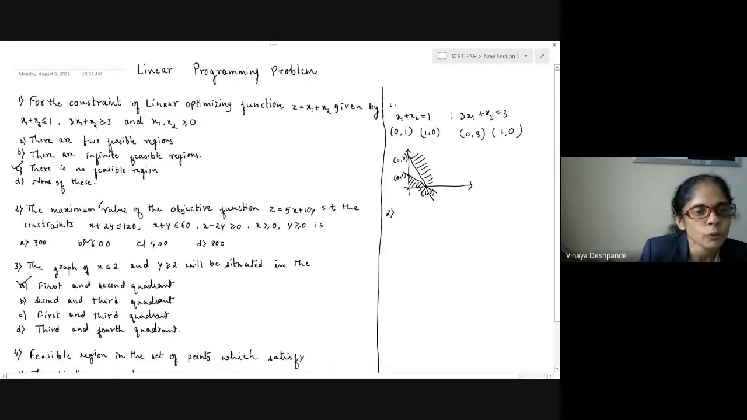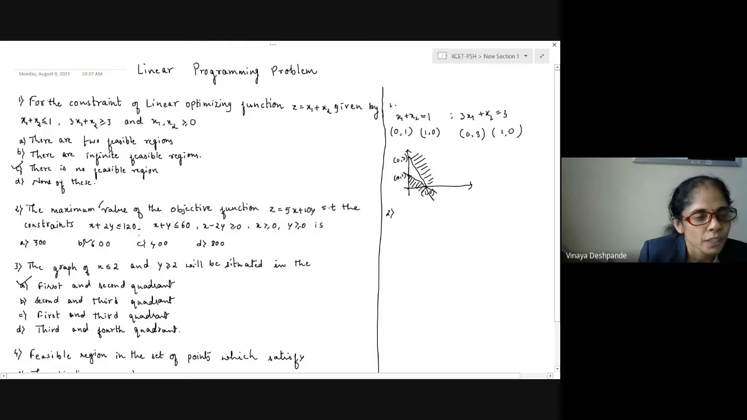Next, let us come to the second question. The maximum value of the objective function z is equal to 5x plus 10y subject to the constraints x plus 2y less than or equal to 120, x plus y less than or equal to 60, x minus 2y greater than or equal to 0, and the non-negative restrictions is. Options are 300, 600, 400, 800. Okay, let us see this.